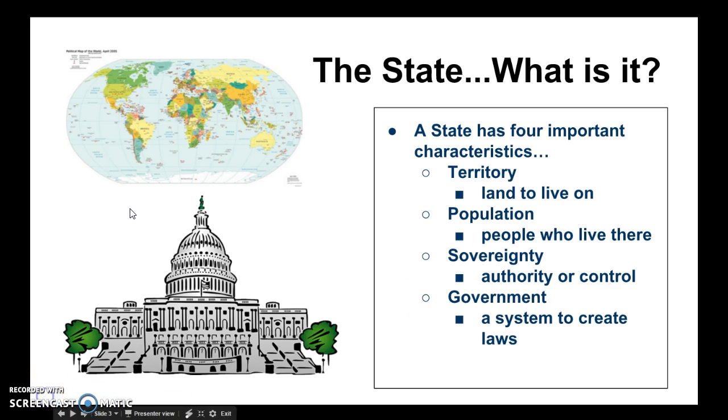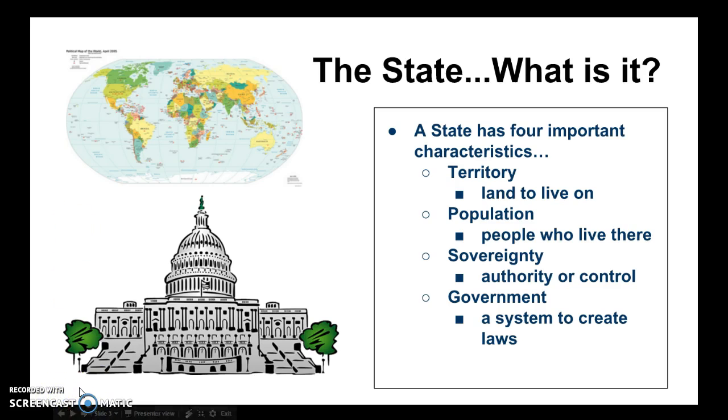Make note of these four characteristics on your note sheet, and then take a few moments to answer those questions underneath. Is the USA a state? Why or why not? Is Virginia a state? Why or why not? Give another example of a state and explain why this is the case. Are you a state? Why or why not?